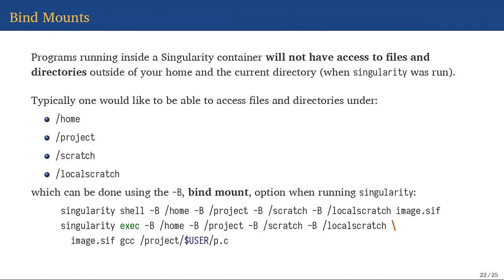Okay, so that's how it works. When you run stuff, you can put -B and then you'll have access to various parts of the file system. It's very common, especially to access things in project and or scratch. This is needed if you have large files, for example.